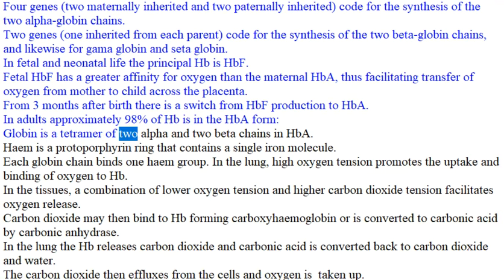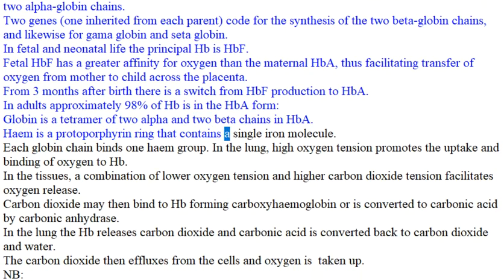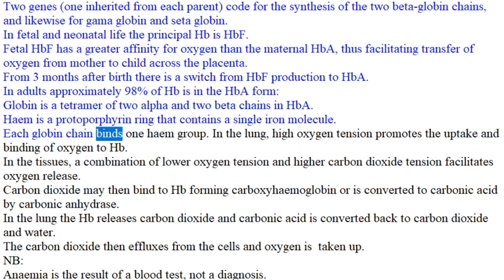Globin is a tetramer of 2 alpha and 2 beta chains in HbA. Heme is a protoporphyrin ring that contains a single iron molecule. Each globin chain binds one heme group.